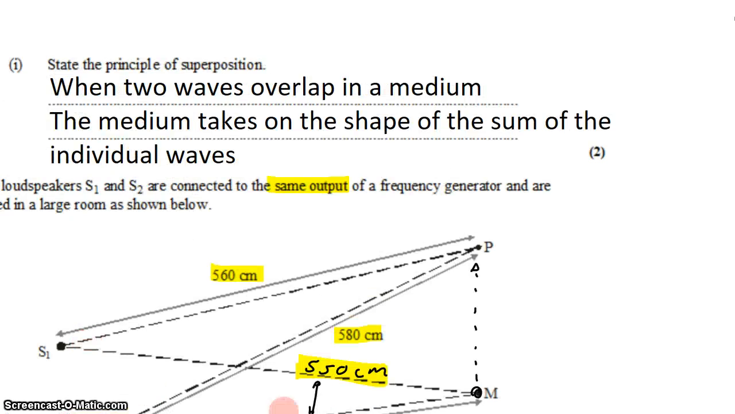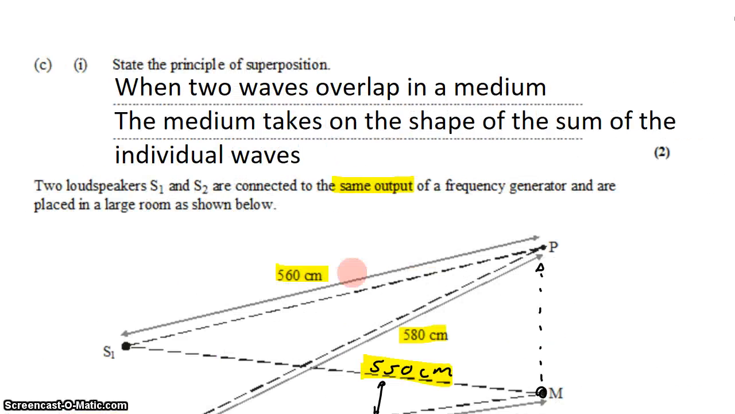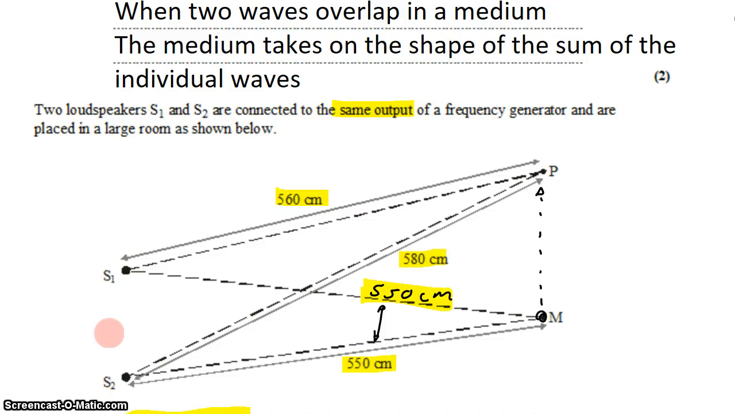The key goes back to here. Same output. We've hooked the speakers up to the same output from the same frequency generator, so we know the wave coming out of S1 and the wave coming out of S2 are the same. But with light, this is something that's trickier to produce. You can't just turn on a light bulb here and turn on a light bulb there and expect them to be doing the exact same thing at the exact same time. The colors might be the same, but the phase differences are going to be totally different.